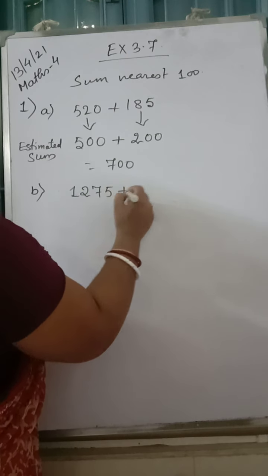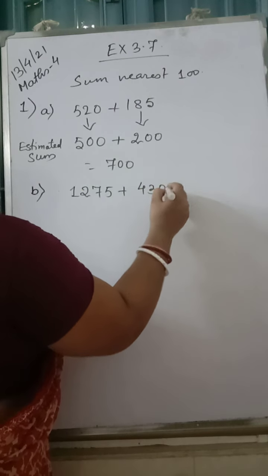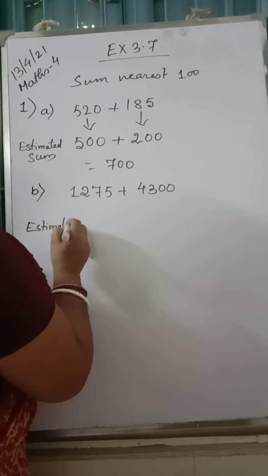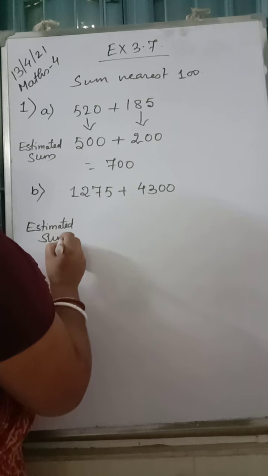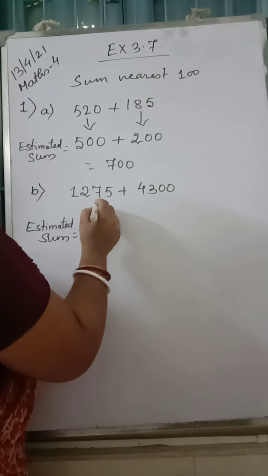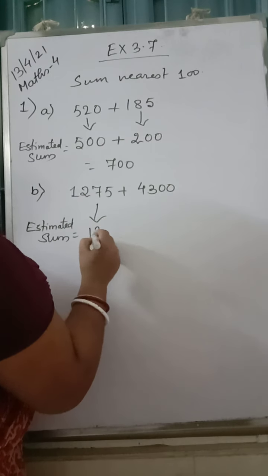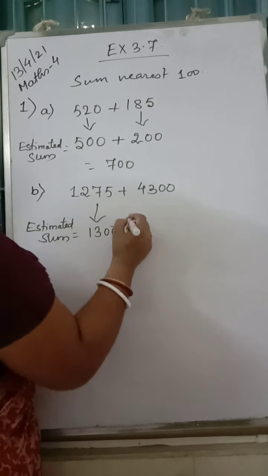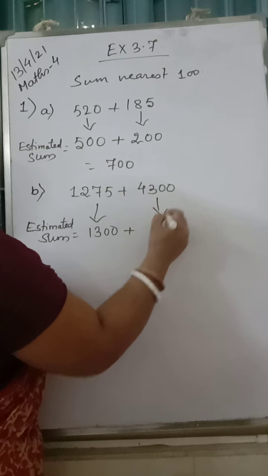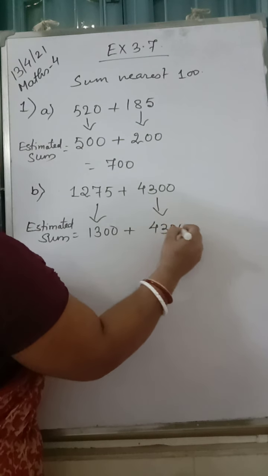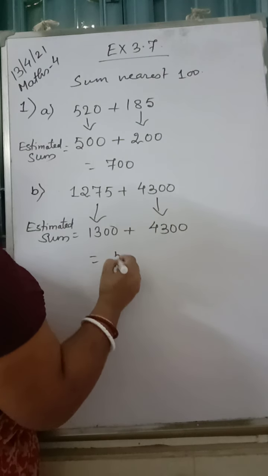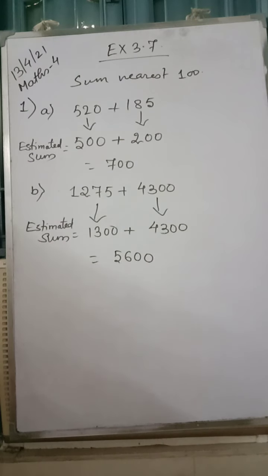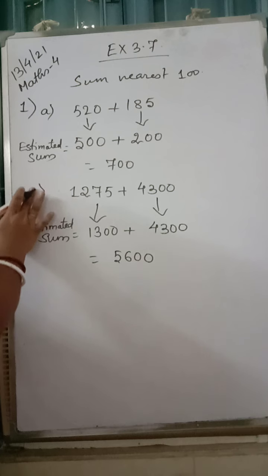1275 plus 4300. Now here I will be writing estimated sum is equal to, this will be rounding to 1300 because 275, the tens place is more than 5, plus this is already a rounded number, 4300, then that gives you 5600. So this way we have to find. This is question number D, not B.